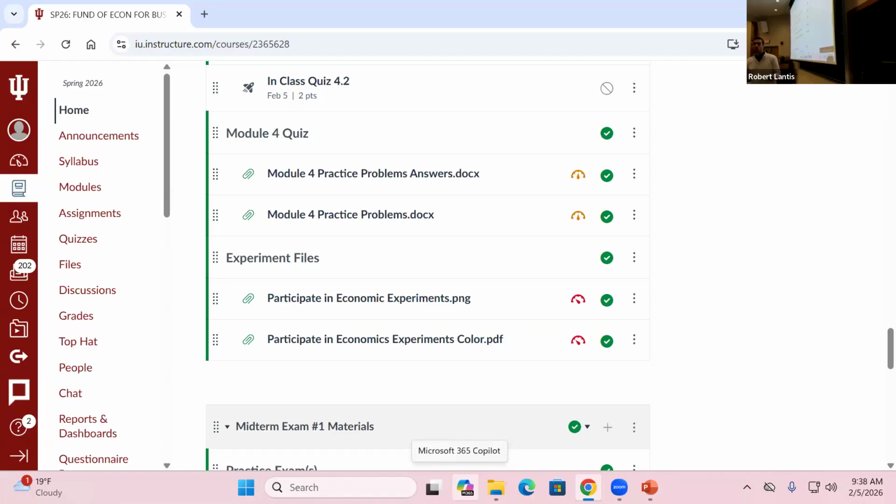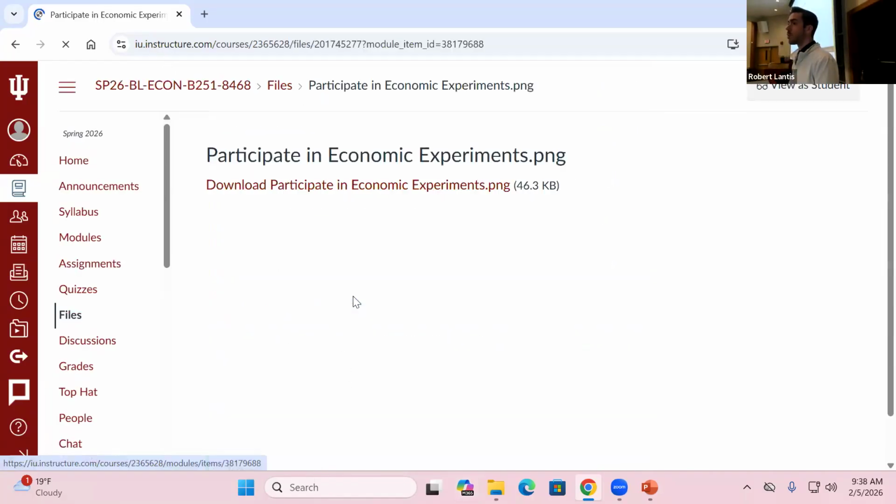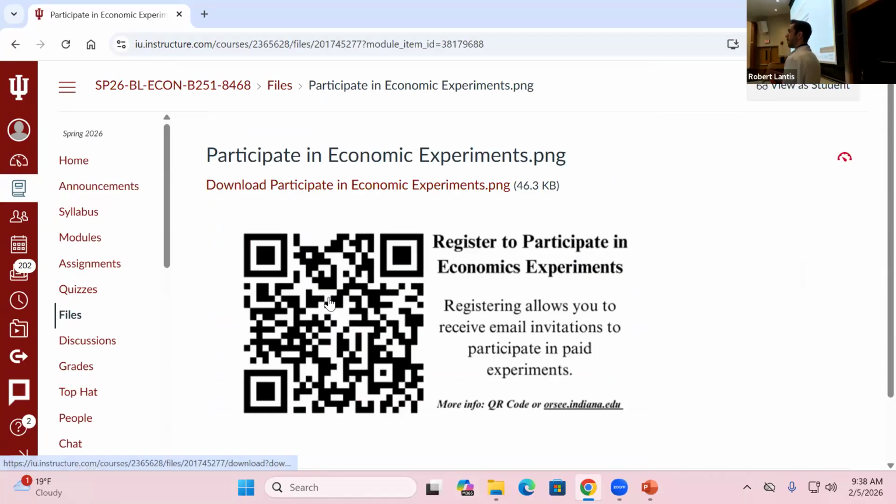If you open this up, it gives you a QR code that takes you to where you can register. Then it gives you available times and days where you could be participating in these experiments. I told the researcher who's doing this, who's also a professor here, that I would make this available to you. If you have any questions about that, you can ask me after class or email me about it. I wanted to make you aware of that. I put those up there. It's an additional opportunity for you outside of this class.